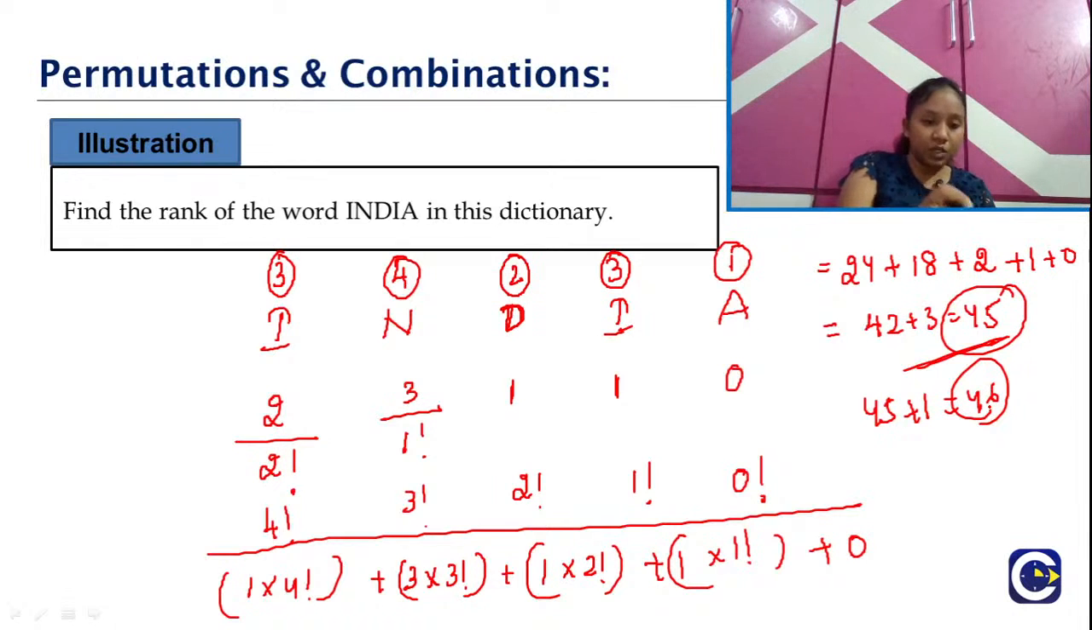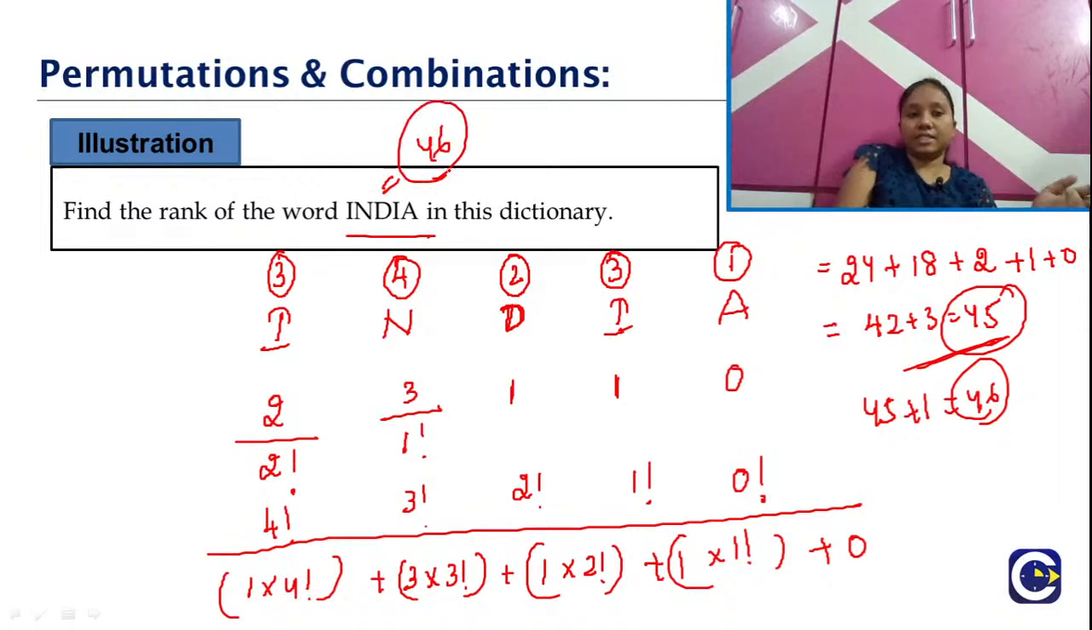So let me see if anyone has already given the answer. So I hope you guys have given the answer. Okay. So now the rank is nothing but equal to 46. So the rank of the word India according to the dictionary is 46. So that's all for our rank, guys.